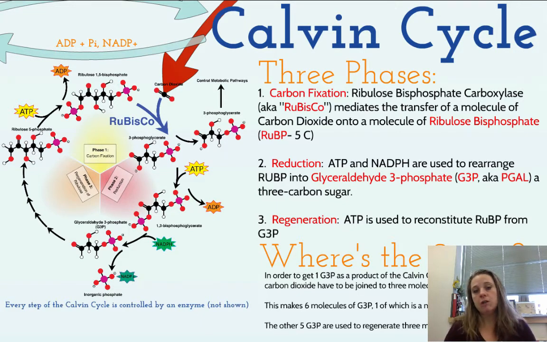Then we're going to have regeneration, because ATP is then going to be used to bring back RuBP from pGal, and in this process we're also going to be kicking out a sugar molecule. So here's where you have, again, that idea, keep track of your carbons. In order to get 1 pGal as a product of the Calvin cycle, 3 molecules of carbon dioxide are joined with 3 molecules of RuBisCo. This makes 6 molecules of pGal, one of which is what we use. The rest stay within the cycle. So the other 5 get reassembled and recreated.